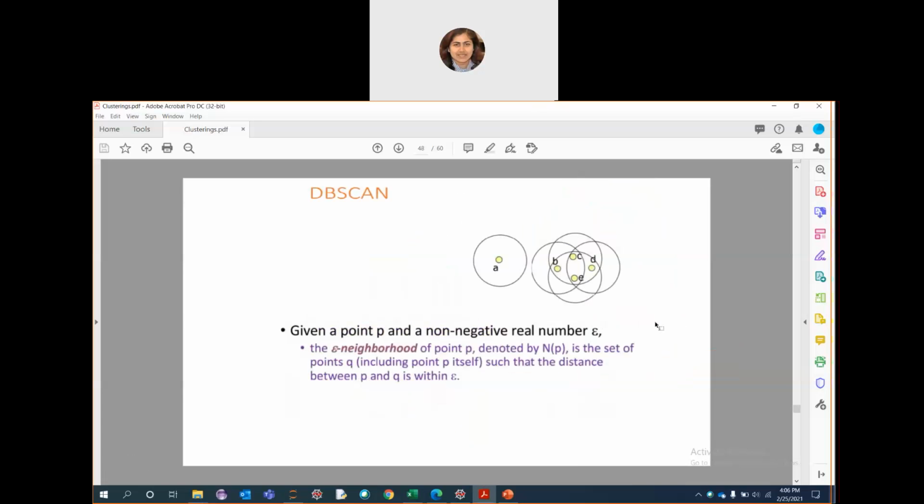If you see in this picture, B, C, D, E are some points, and there are certain circles around them. These are nothing but the regions covered by these points. The point A's region is this whole big circle. Accordingly, B, C, D, E have their own regions. So how are these regions formed?